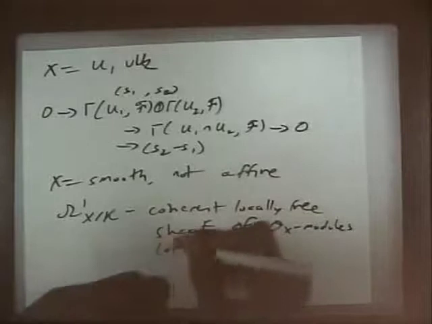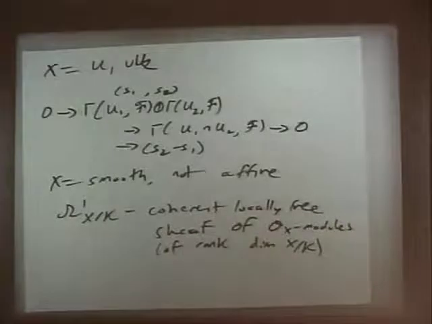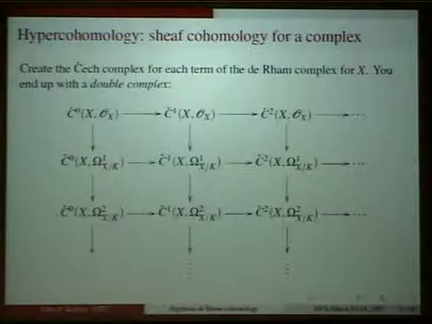And of rank the dimension of X over K, assuming this is constant, which it always will be in my talks. So this is not a module over a ring anymore. It's a sheaf of finite locally free modules over a sheaf of rings. And now, if you want to write down the complex, you can't just look at the individual terms of the complex anymore. You have to watch the cohomology of the individual terms of the complex and the cohomology of the complex itself.